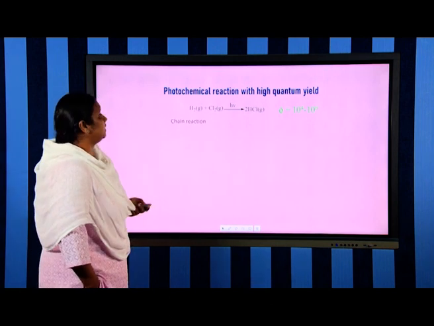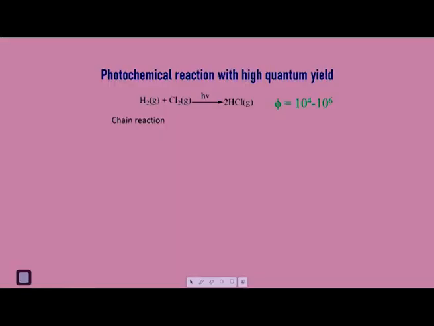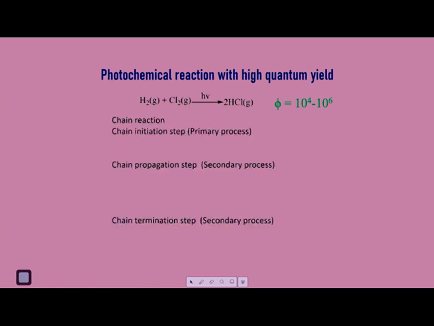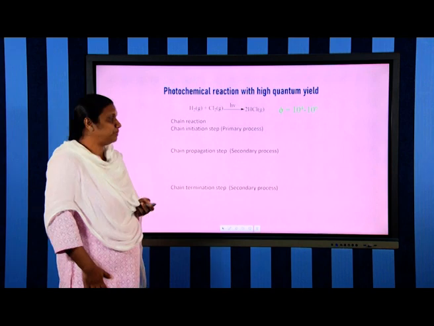Now, this reaction happens via chain reaction. Remember, almost all photochemical reactions happen via chain reaction. That means it will have 3 steps: chain initiation step, chain propagation step and chain termination step. The chain initiation step is the primary process which requires light. The other two, propagation and termination, do not require light, they happen on their own. They are the secondary processes.